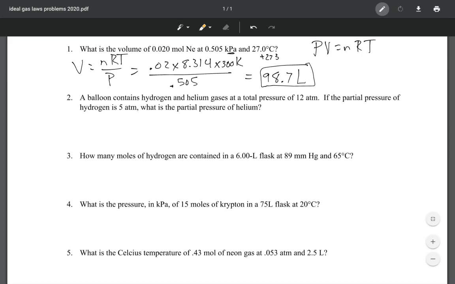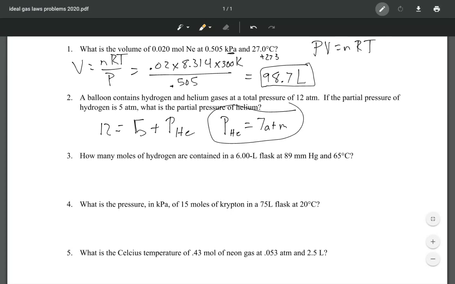This second problem is actually not an ideal gas problem. A big hint to that is there's nothing about moles, and it's talking entirely about partial pressures. So this is a Dalton's law problem, which says the total pressure equals the individual partial pressures added together. So the total pressure 12 equals the pressure of hydrogen, which is 5 atmospheres, plus the pressure of helium. And so the partial pressure of helium is whatever adds with 5 to equal 12, which is 7 atmospheres. That's a really simple problem. Now back to the tough stuff.